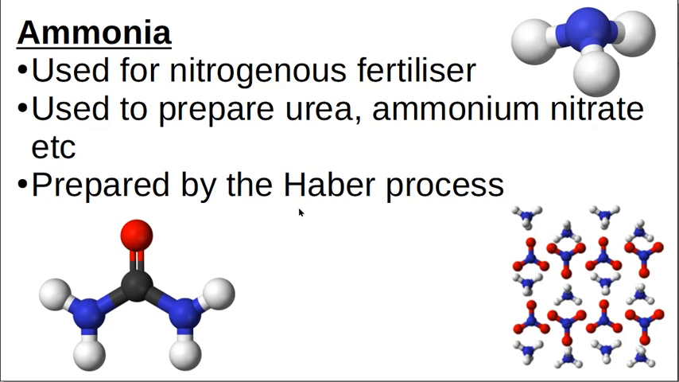So let's have a look. Ammonia, here is the ammonia molecule. We use ammonia for nitrogenous fertilizers, so to give nitrogen to the plants. So anything that's got ammonia in it can give nitrogen to the plants. And so it's used to produce urea, which is a kind of fertilizer, ammonium nitrate, and other things. And it's prepared by the Haber process. Okay, this is some kind of an amide here. This might actually even be urea, and this is like ammonium nitrate.